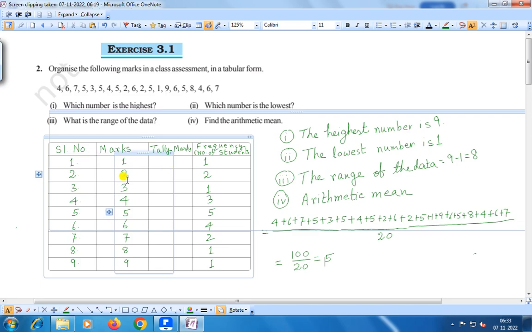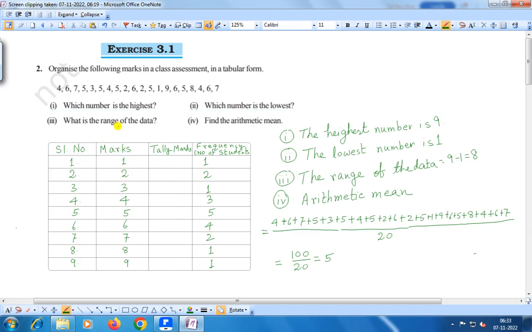Number 2 is 2, here you see 2 is 2 numbers, this one and this one, right? And 3 is 1, only 1, right? And 4 is 3, here 1, 2, 3, right? 5 is 5, here you see 1, 2, 3, 4, and this 5 is 5.